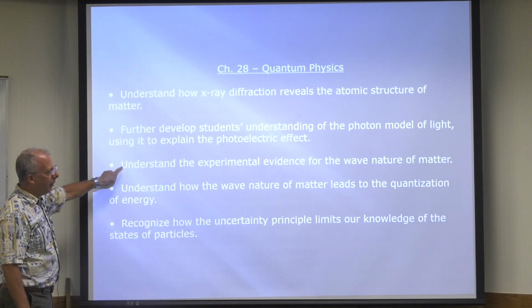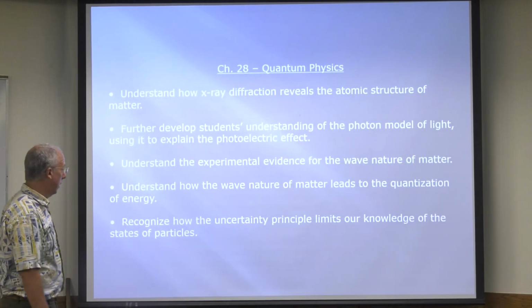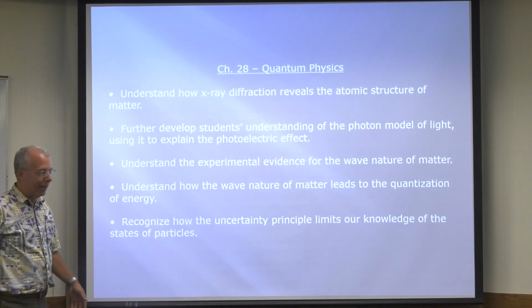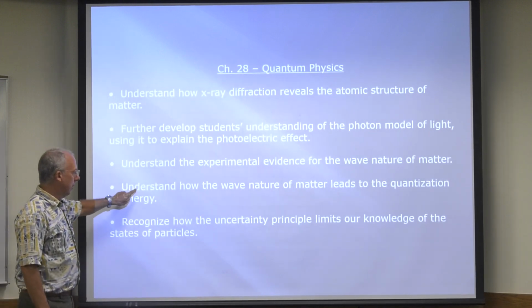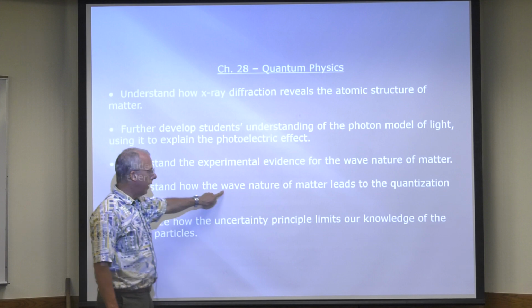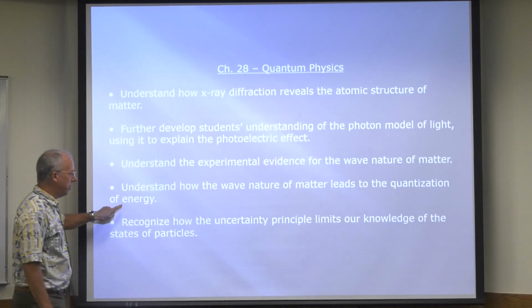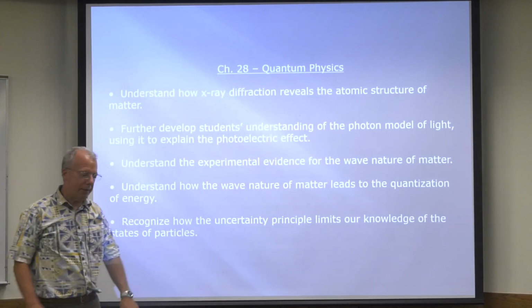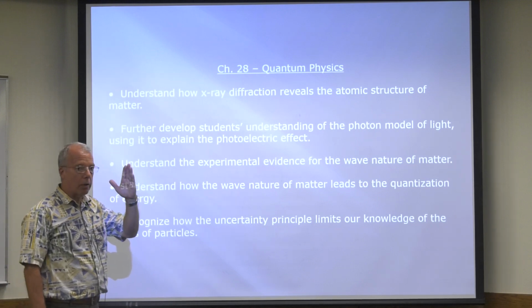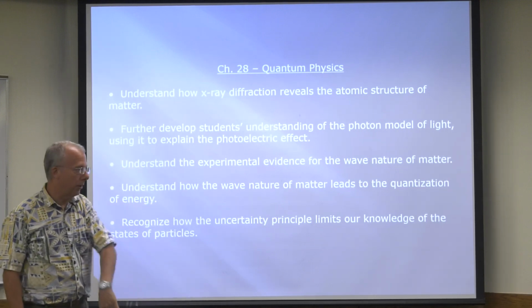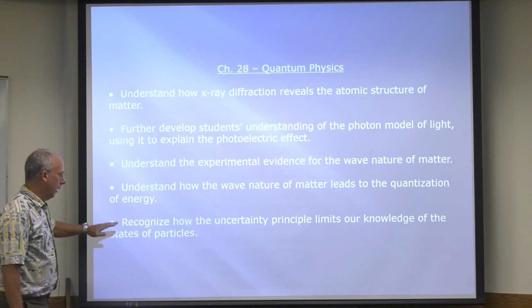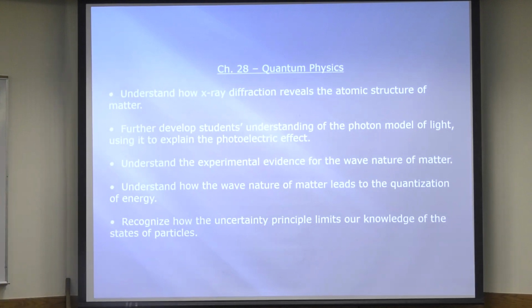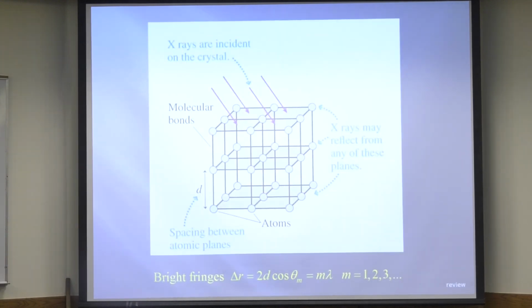We talked a lot about the wave nature of matter, which is completely non-classical, right? We talked about how the wave nature of matter leads to the quantization of energy, completely non-classical, right? The particle can only have certain values of energy. And then we talked about the uncertainty principle, how that limits our knowledge of the states of the particles, right, with the position and the velocity or momentum. Okay, so this is just a quick review.